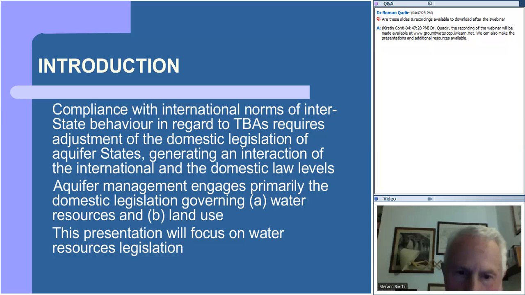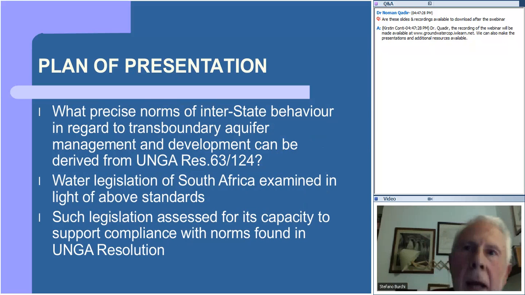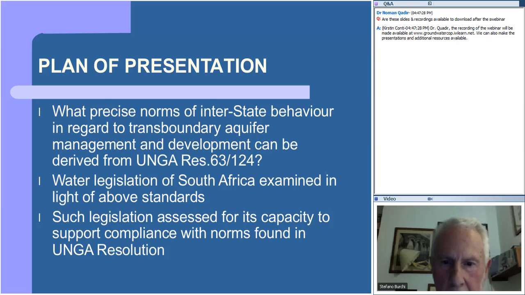And what I'll try to do is to essentially single out some precise norms of interstate behavior that are posited in the draft articles on transboundary aquifers, which are or can be precise enough to lend themselves then to an analysis from the standpoint of the domestic legislation of a particular country. In this case, I elected the Water Act of South Africa of 1998, and see how and to what extent the provisions of the Water Act of South Africa are conducive to compliance with the future obligations posited by the draft articles, and supportive of the provisions of the draft articles.